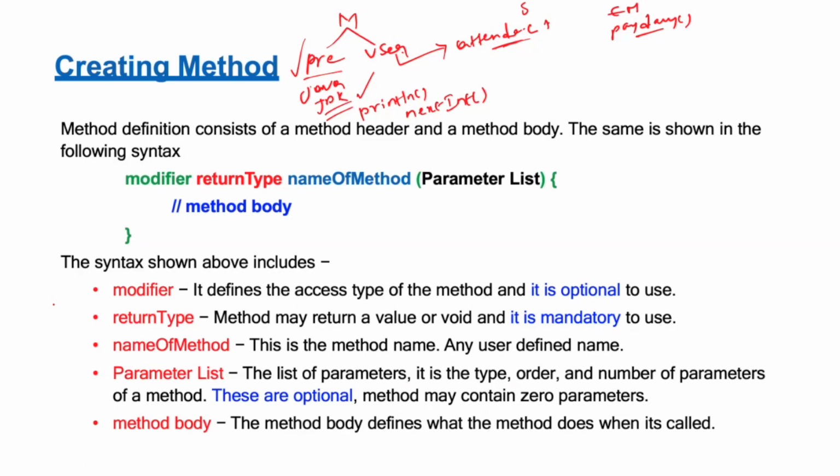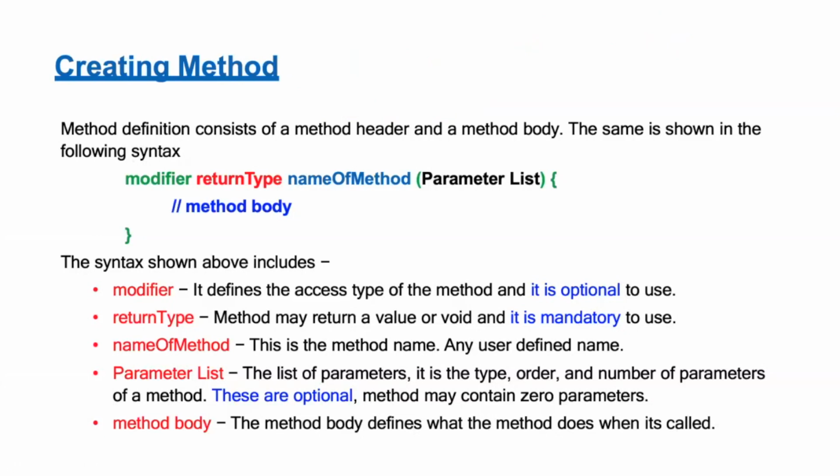If you want to create any user defined function, you need to follow the syntax. What is the syntax here? The modifier should be specified, the return type should be specified, the name of the method should be specified, and the parameters are specified. The parameter is known as your input, and the return is known as your output.